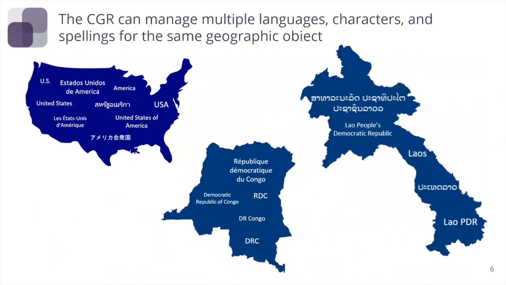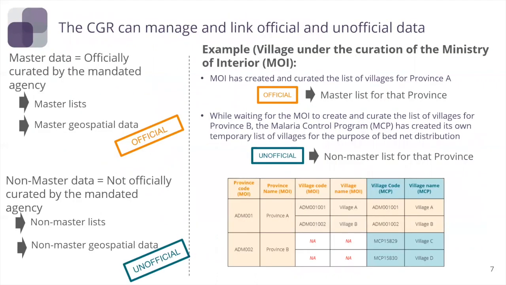At the same time, the CGR does not only manage multiple languages and therefore characters, but also different spellings for the same geographic object. As such, the CGR can not only display information in different languages, but also serve as a key correspondence table between different information systems that will be using different spellings for the same geographic object.